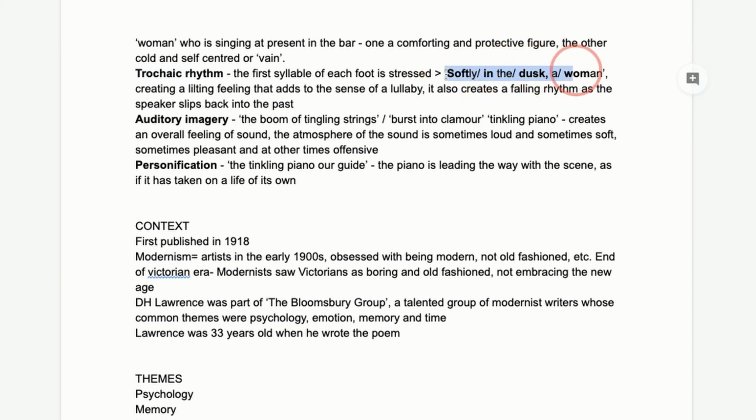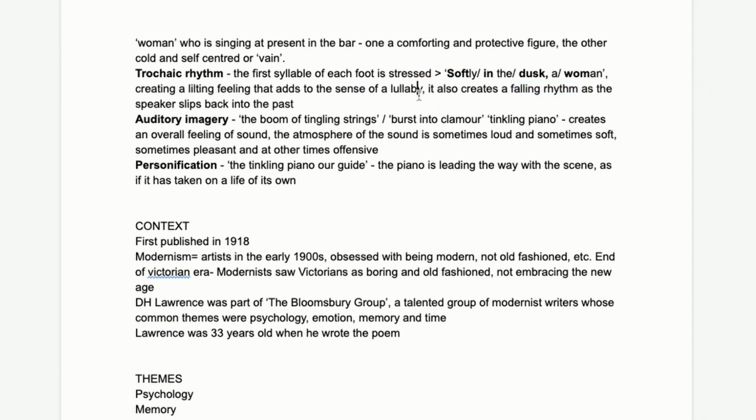So this line, "softly in the dusk, a woman," you can see that "soft," "dusk," "wo" are all syllables that we stress. When you split it into two syllables, a foot, it's always the first part of the foot that's stressed and the second part is unstressed. So that means it's got a top-heavy feeling to it, and we call it a falling rhythm. It creates this sense that we're tumbling or falling into something. And I feel like this is a way for him to evoke the feeling of tumbling back into the past, or tumbling back into his memory.